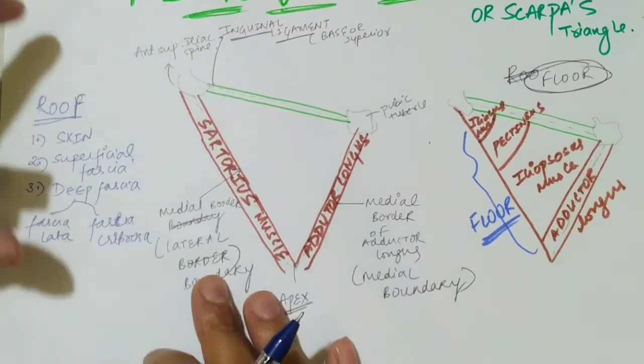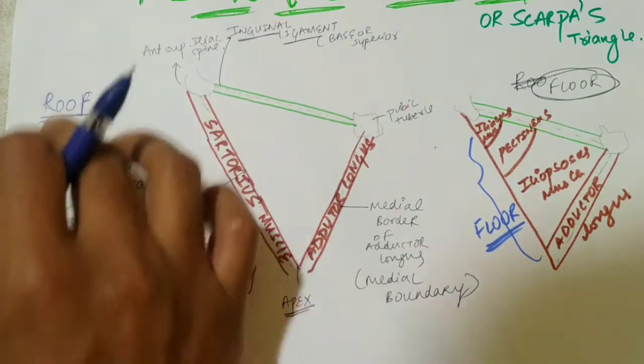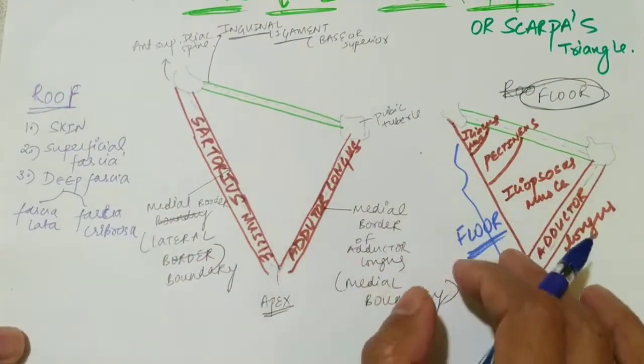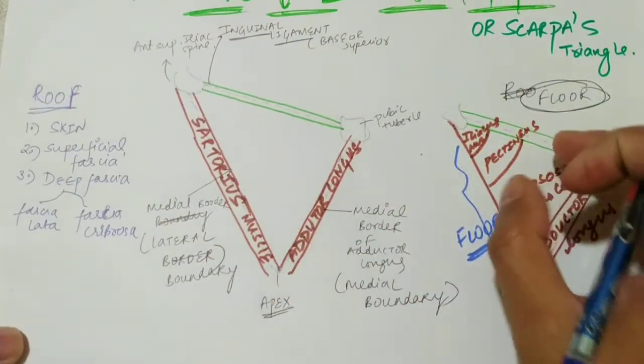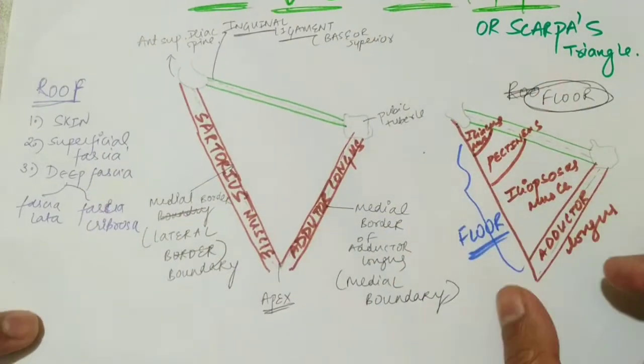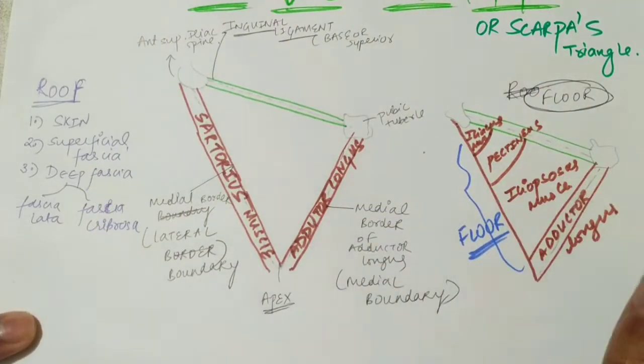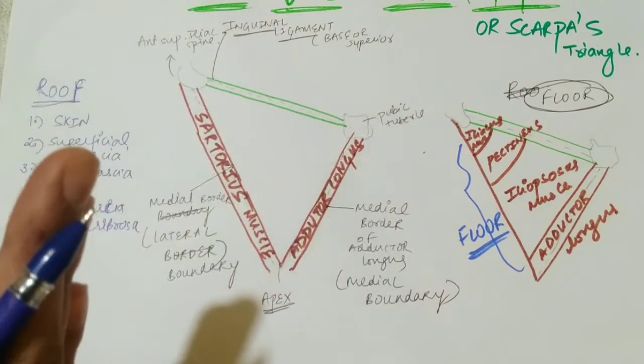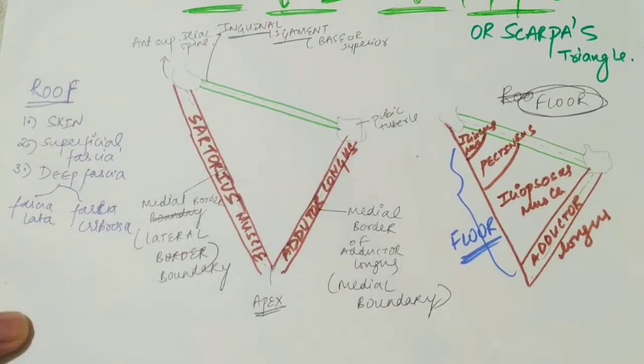Okay, so these are the contents you will be seeing in the roof. So these are the roof, and this was your floor. The floor is formed by four muscles: the iliacus muscle, next medial to that the pectineus muscle, then your iliopsoas muscle, and more medially your adductor longus, as seen in the medial boundary of our femoral triangle.